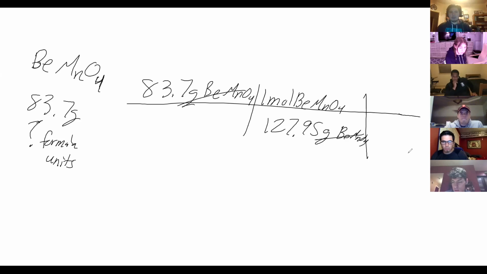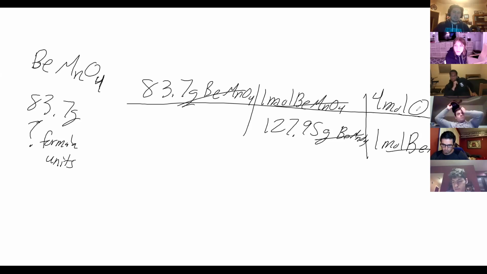Now that I have moles, you can see how they're kind of the same number. If I'm trying to narrow it down to oxygen, how many moles of oxygen would I have compared with 1 mole of beryllium manganate? 4. So if I want to cancel my moles of beryllium manganate, I'll put that at the bottom. For every 1 mole of beryllium manganate, I'll have 4 moles of oxygen. So our moles of beryllium manganate will cancel out. Honestly, right here you can just leave it at that, because it's the same as formula units. You have the exact same amount of oxygens as if they were moles.